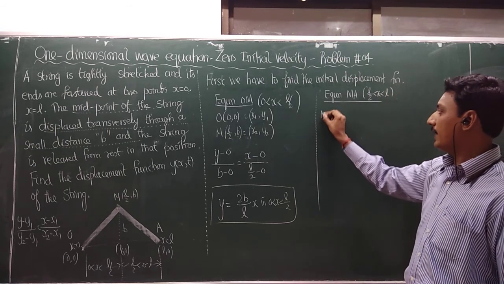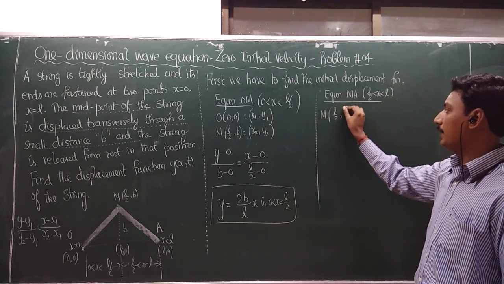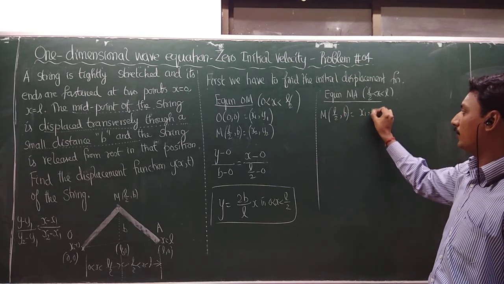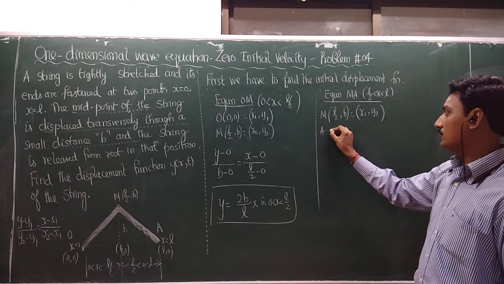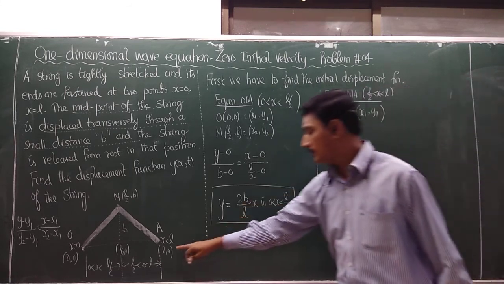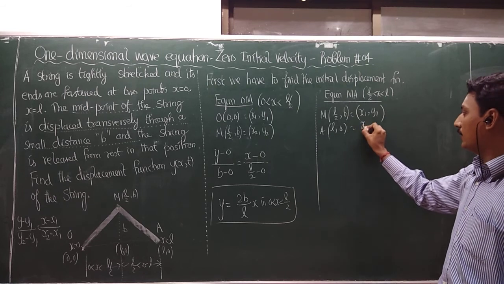So what is the m? Yeah, m is here L by 2 comma b. So this time I named it x1 comma y1, and for the a it is L comma 0. This is my x2 comma y2.